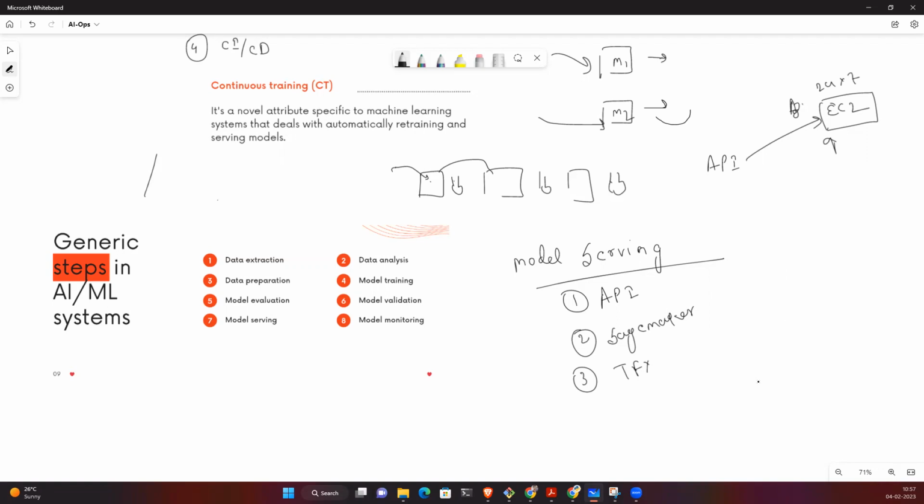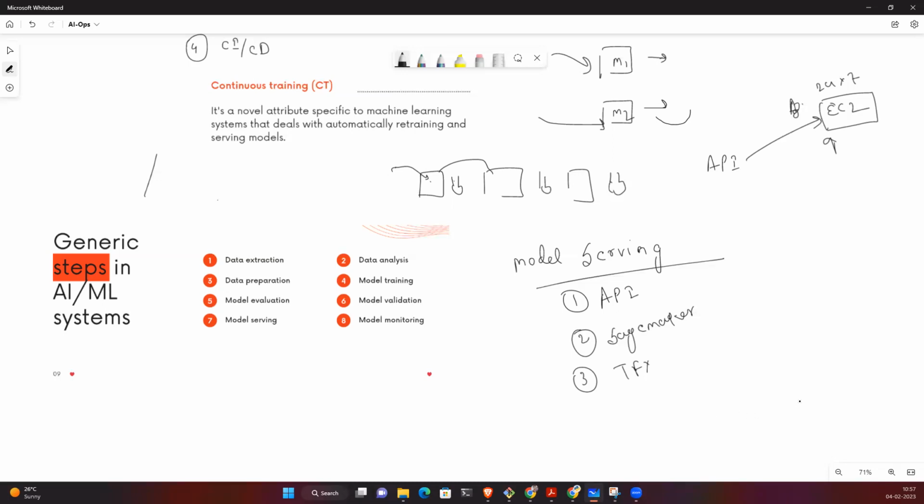Similarly, if you are going to use the GCP or Azure cloud platform, there is also a serverless deployment process, but the name will be different. So it's not a tool dedicated to every platform. Based on the cloud, the name will change, but the thing will be the same. Okay, now coming to the TFX.